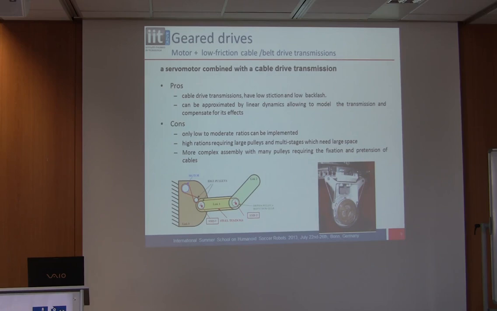and you have to supply all the fixation of the cables, depending on the level of load you have. Here you can see an example of the number of pulleys that you need for this kind of transmission in a very simple arm. In addition to the number of pulleys connected to the cable, you also always need additional pulleys to drive the cables to the joints.